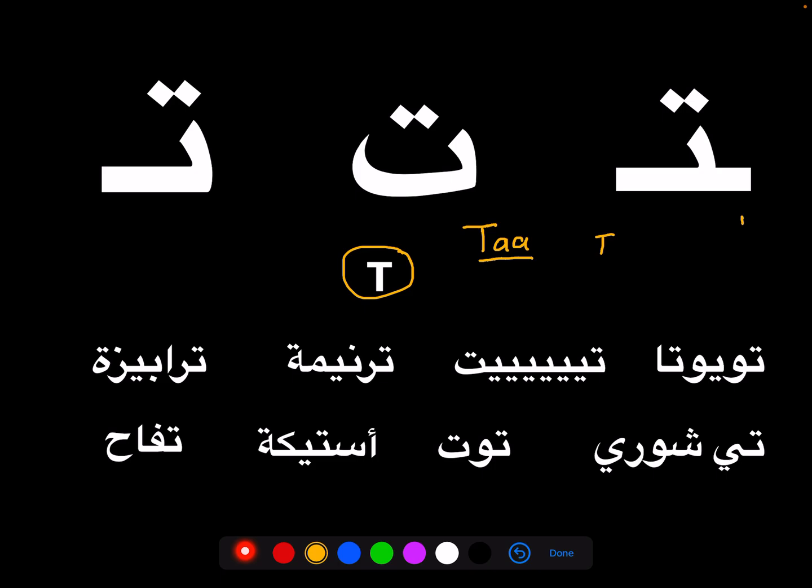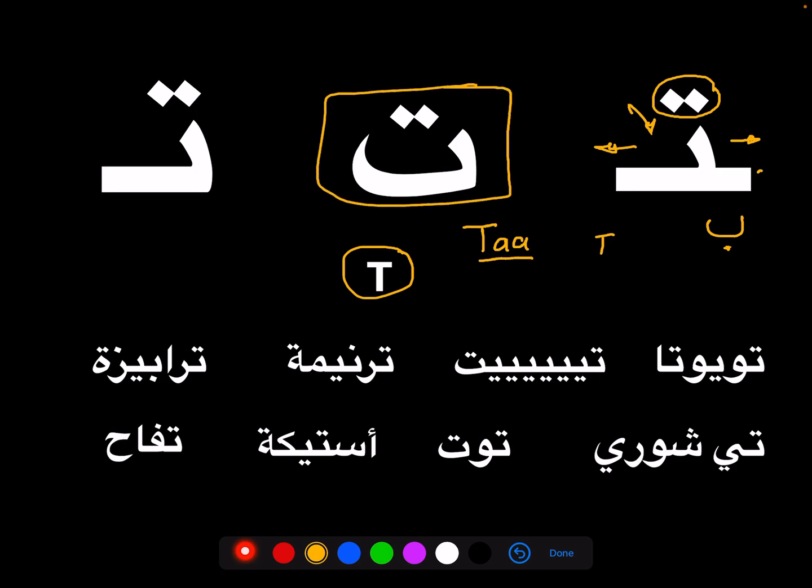It's the same as B, but the difference is that B has a dot below it, while the T has two dots on top of it. And this is how it's usually written when a letter comes before it and a letter comes after it. Because we attach the letters together, usually it has a letter before and a letter after. This form is used when it's separated from anything else, usually when it comes at the end of the word, or there's an aleph before it or some other letters, as we will see in the future.